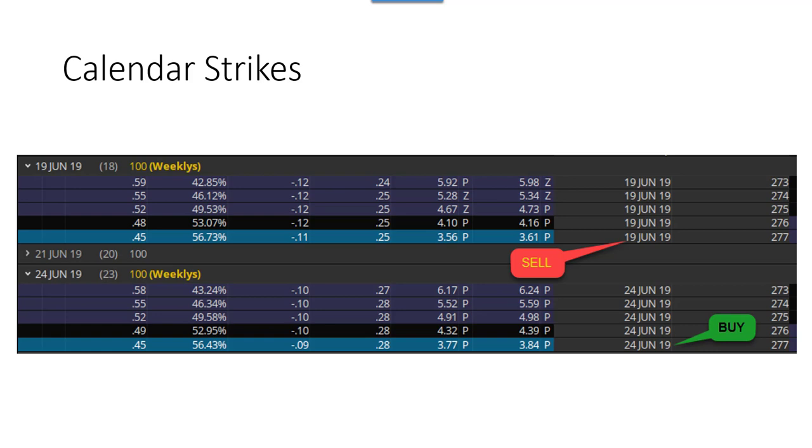But when there's almost no time left, that front one will decay so much faster that they won't be 23 cents apart anymore. They'll be a lot farther apart because the back option will not have expired so quickly.